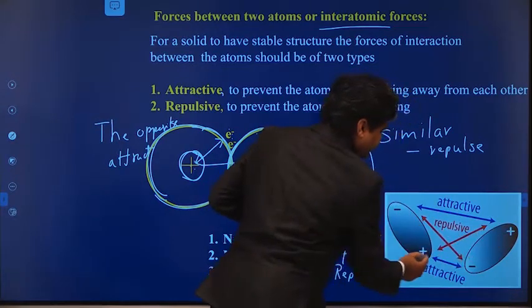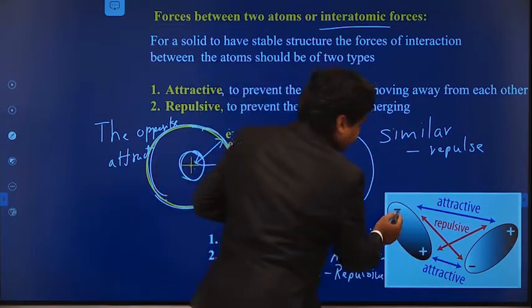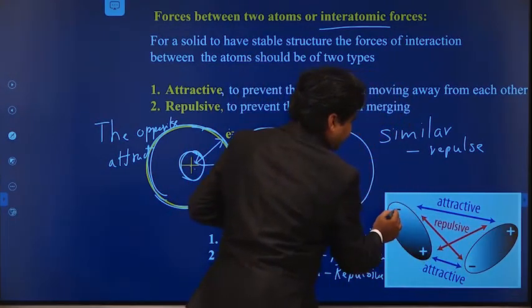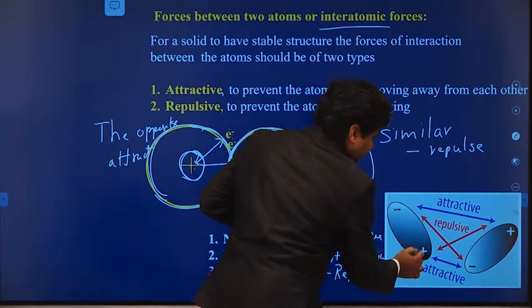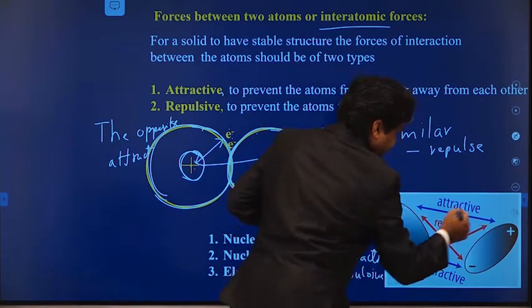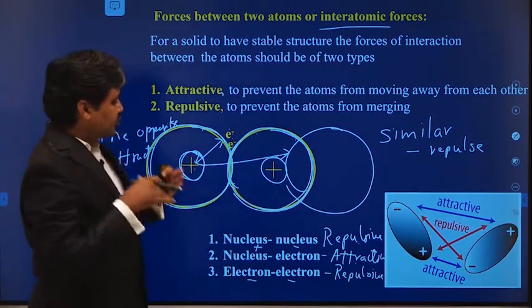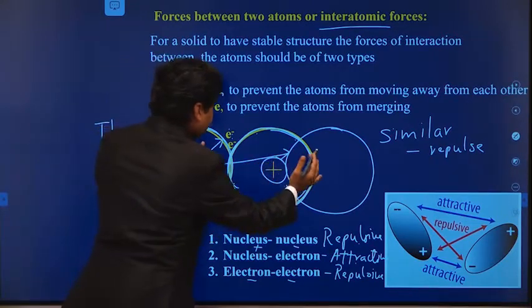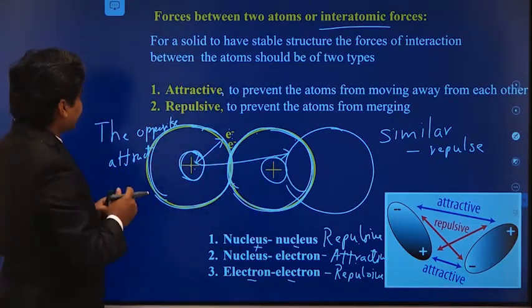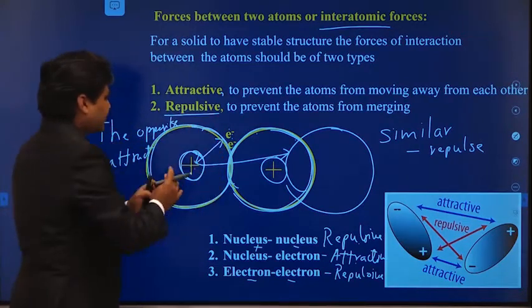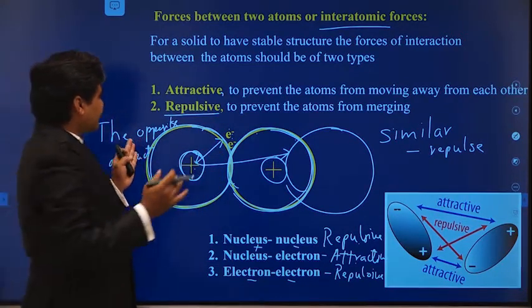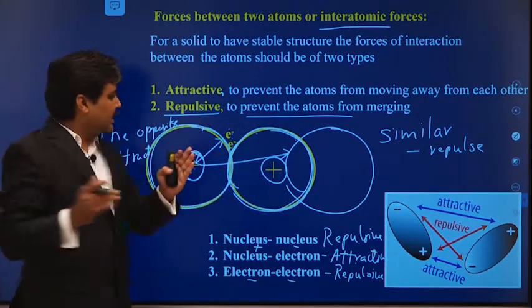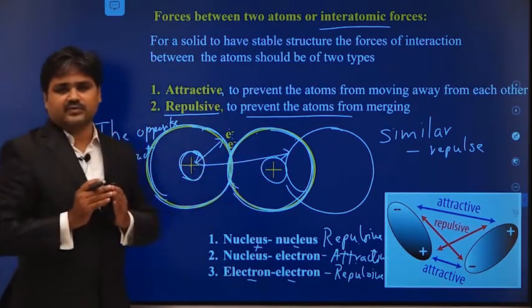This positive charge and this positive charge both repel, this negative charge and this negative charge both repel, this positive charge nucleus and this negative charge electron both attract, and the positive charge of the first atom and the negative charge of the second atom also attract. So we have attractive forces as well as repulsive forces. The attractive forces try to bring the two atoms close together, and at the same time the repulsive forces try to move the atoms apart, to prevent the atoms from merging. The repulsive forces try to keep the atoms away from each other, and the attractive forces try to bring the atoms close together.